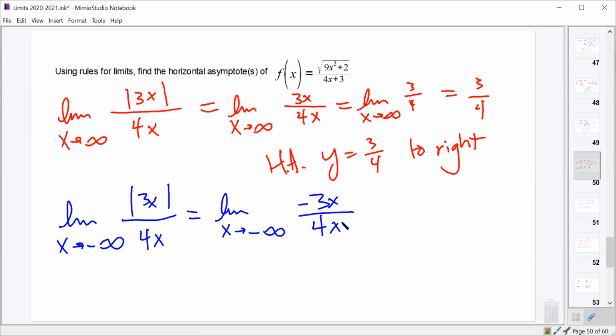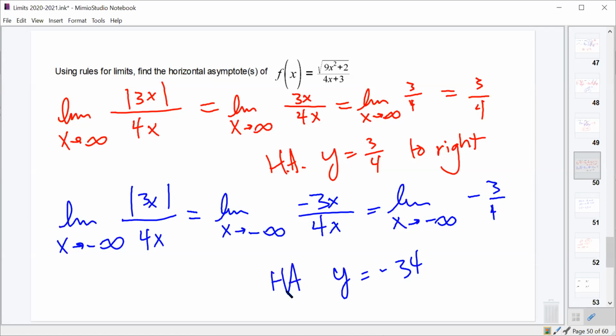Okay. And so now we have negative 3x over 4x. The x's will cancel, and we're just left with y equals negative 3/4, which is our horizontal asymptote to the left. I don't know why I wrote 34 instead of 3/4, but we'll fix that. Does that make sense? Anybody confused on that?